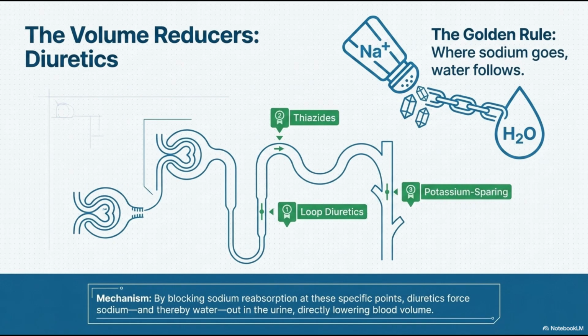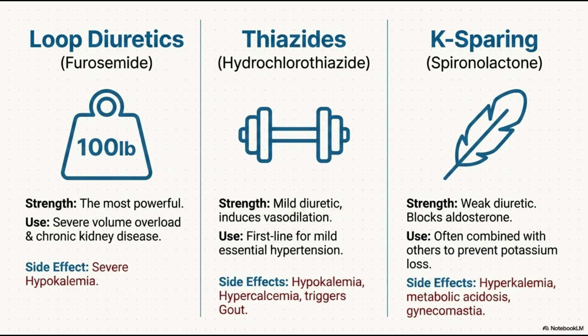We see a diagram of the nephron, the functional unit of the kidney, with three numbered markers. The golden rule is shown: where sodium goes, water follows. Diuretics work by blocking sodium reabsorption at specific points in the nephron, forcing sodium and thus water into the urine, directly lowering blood volume. Loop diuretics, e.g., furosemide, represented by a 100-pound weight because they are the most powerful.